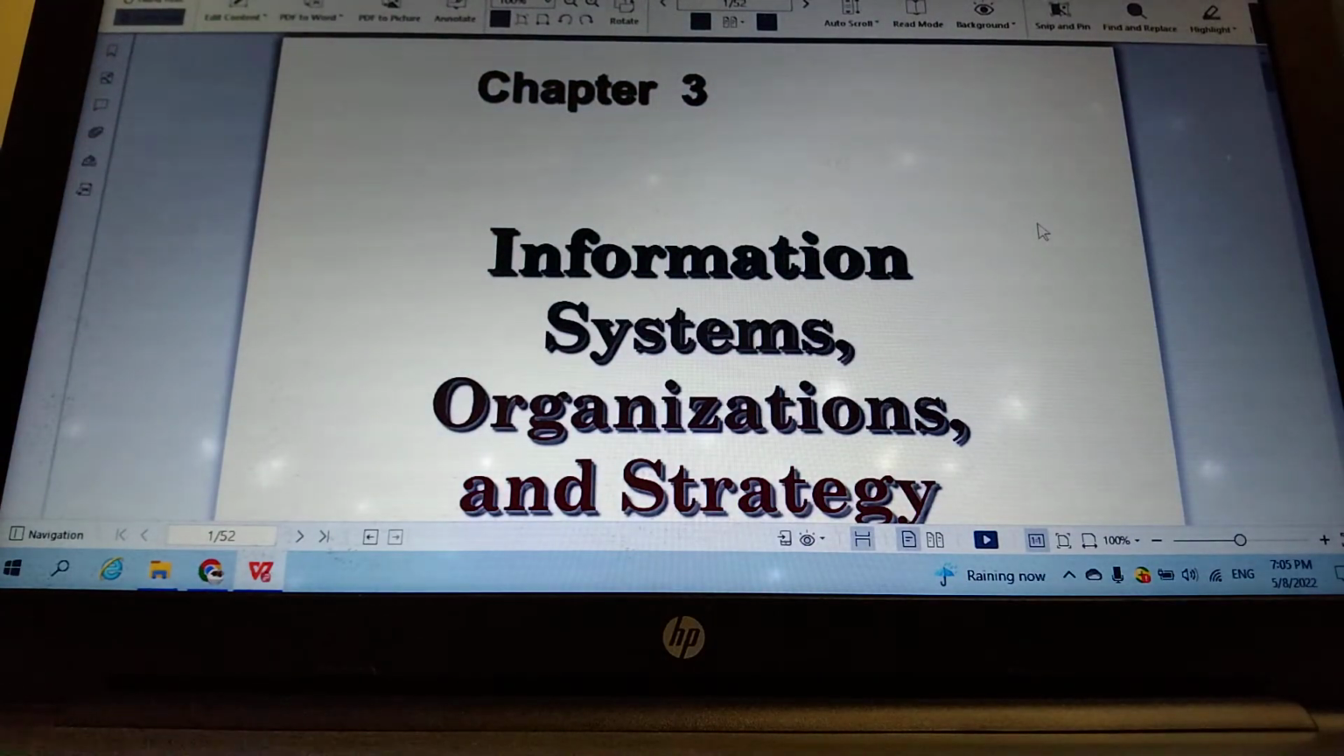Today we will continue with chapter 3, as we have completed chapter 1 and chapter 2. The title for today is Information Systems, Organization and Strategy.